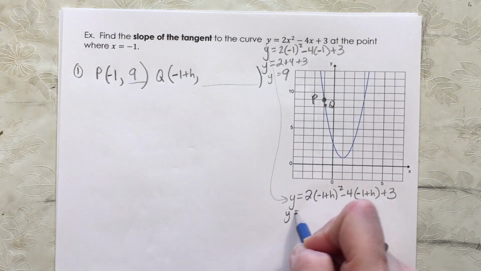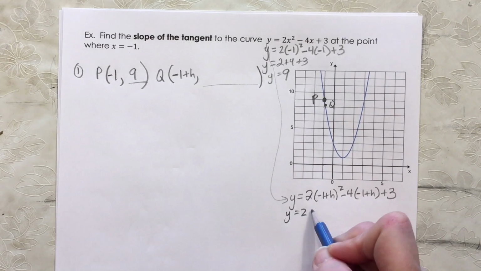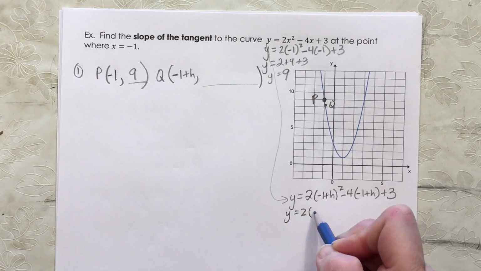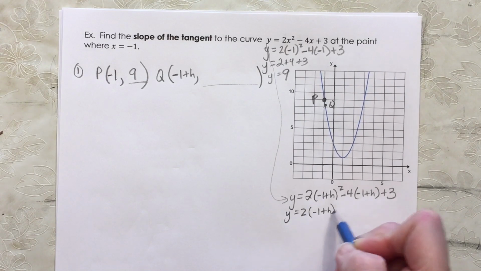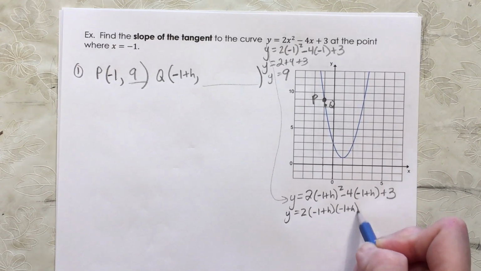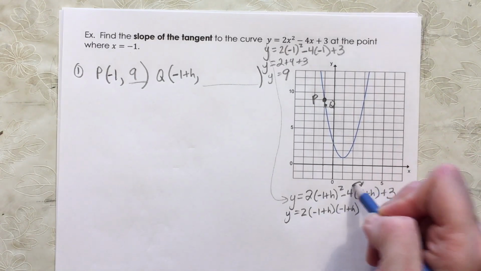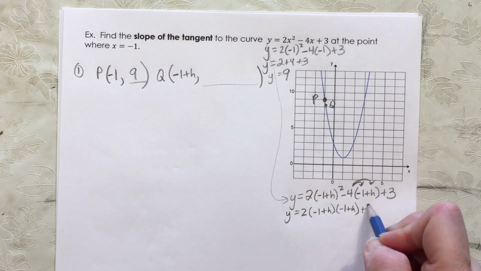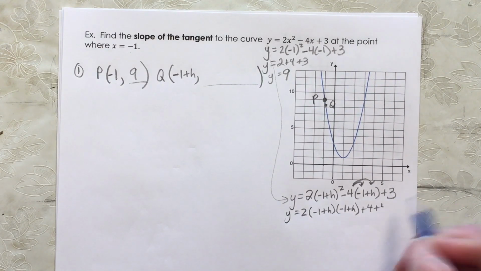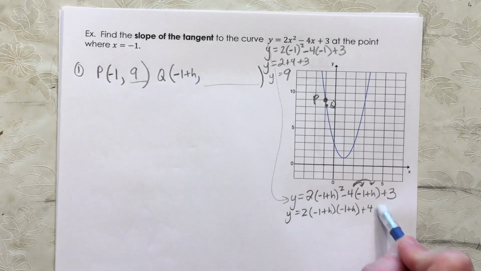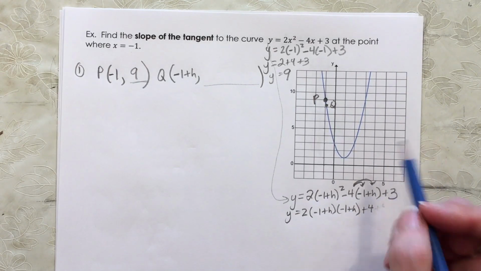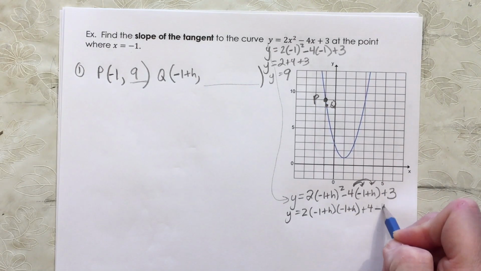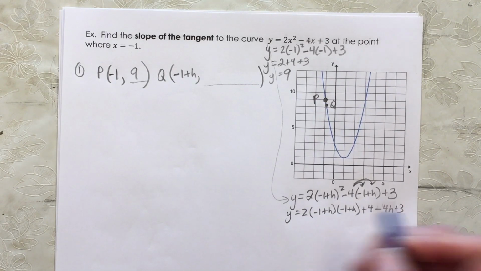Okay, so if you can square a binomial in your head, that's great. You'll be able to skip some steps here. Here we would just distribute. So -4 times -1 is +4. -4 times h is -4h plus 3.